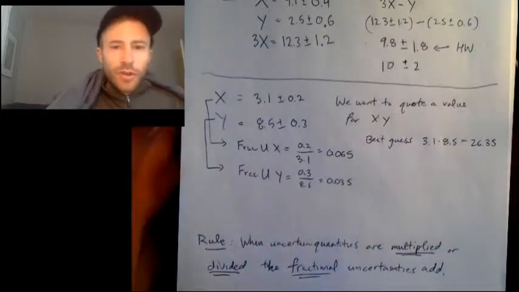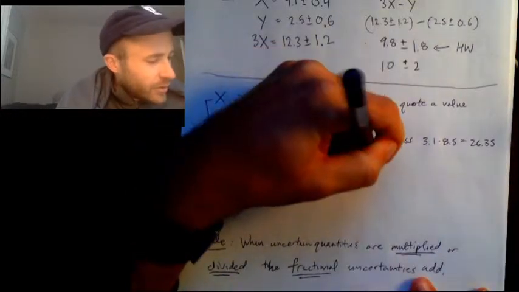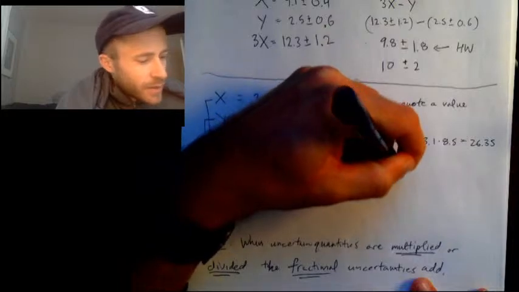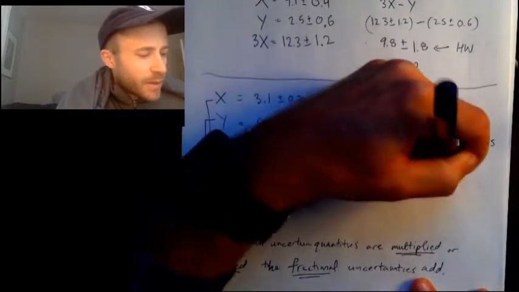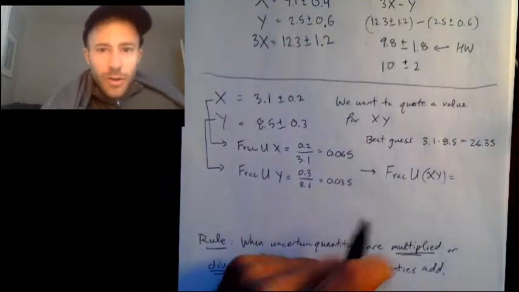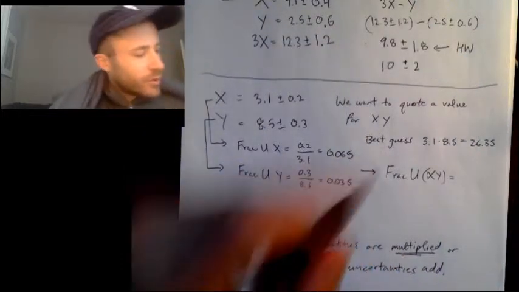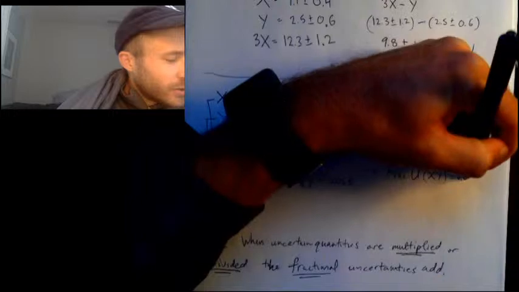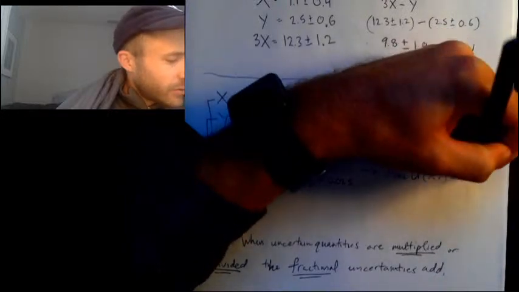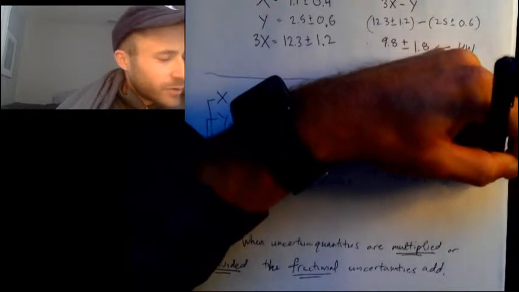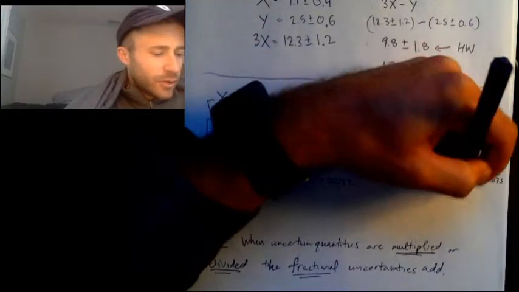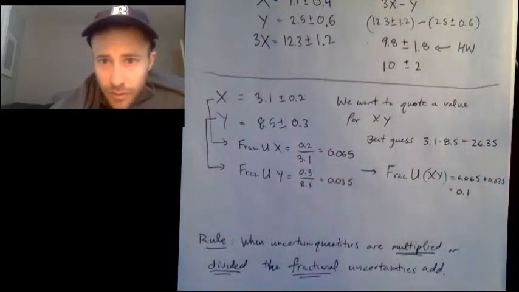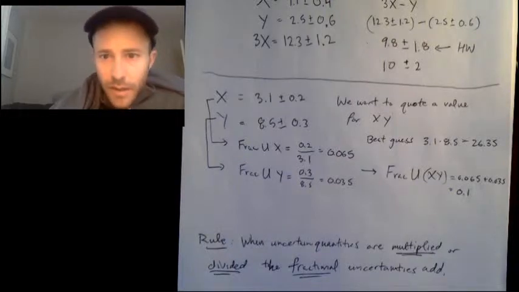Okay, so what that means is that the fractional uncertainty in x times y is going to be the sum of these two. So it's going to be 0.065 plus 0.035. So that's 0.1 is the fractional uncertainty, okay, in x times y.